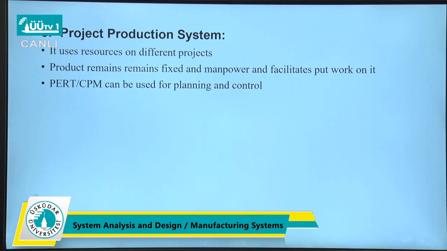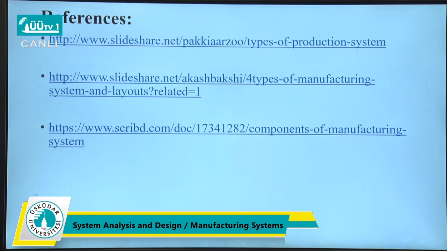And for the last one in the intermittent production system, is the project production system. It uses resources on different projects, and the product remains fixed, and manpower and facilities are put to work on it, and PERT and CPM, the critical path methodology, can be used for planning and control in this production system.